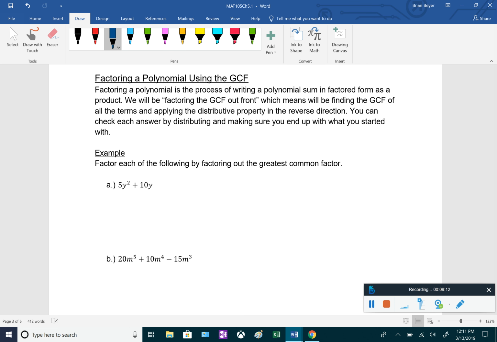Okay, so let's now get into factoring a polynomial using the greatest common factor. So we're going to be factoring a polynomial. So what we're going to be doing is writing a polynomial as a product of factors, where one of those factors is going to be the GCF. So we're going to be factoring the GCF "out front." I put that in quotes because that's not a very mathematically accurate way of saying it. So that means we're going to be finding the GCF of all of the terms and essentially applying the distributive property in reverse. And we can always check our answer to make sure that it's correct by distributing afterwards and making sure we get what we started with.